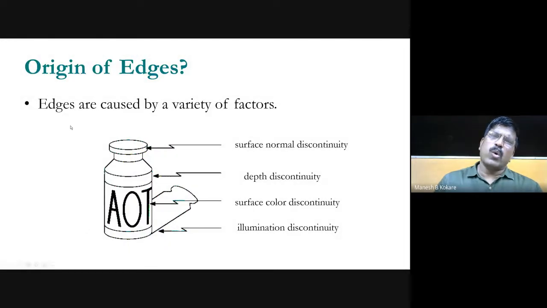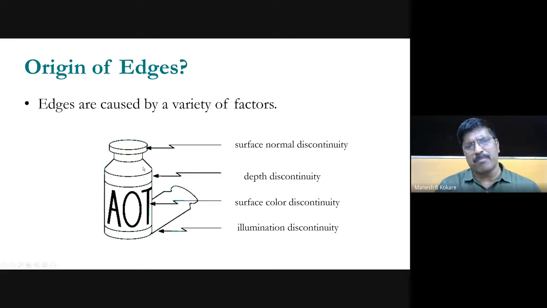Now, what are the origins of the edge, where can edges be caused? Edges are caused by a variety of factors. Here there is a surface normal discontinuity. If a surface normal discontinuity is there, then there will be an edge. Then there is depth discontinuity. If there is a depth discontinuity, that will also form an edge.